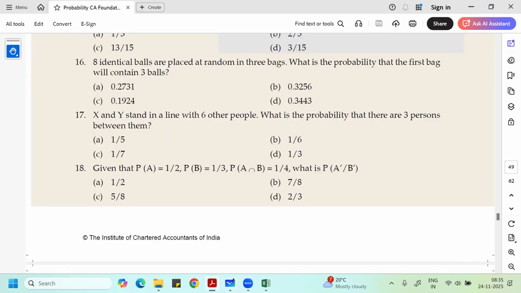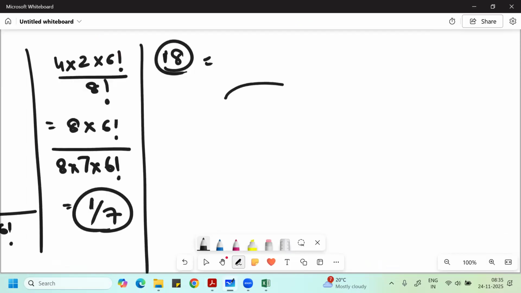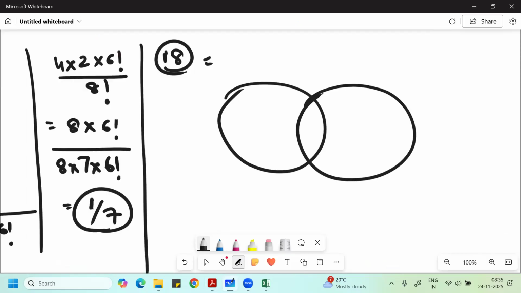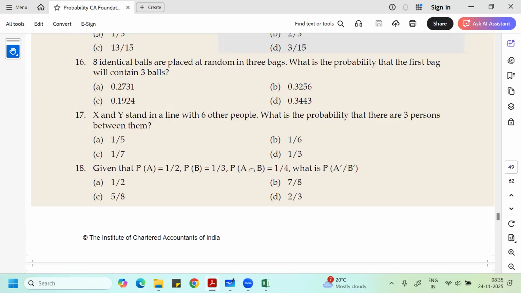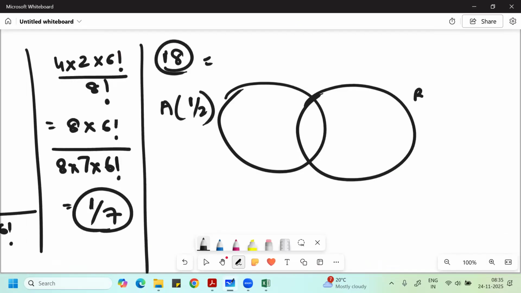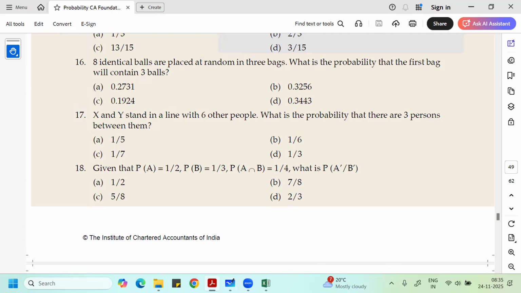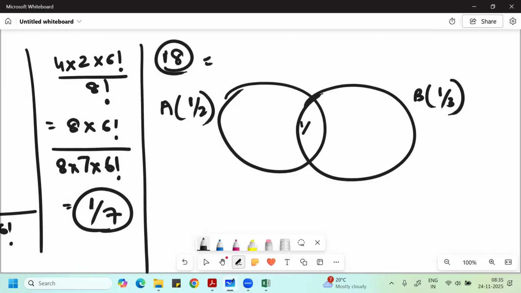Probability of A is 1 by 2. B is 1 by 3. Then A intersection B is 1 by 4. So 1 minus 1 by 2 is 1 by 4.